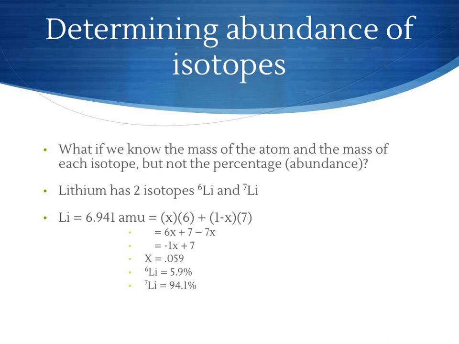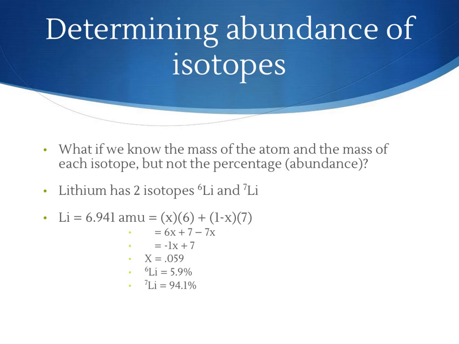All right, but what if we know the atomic mass and we want to know the percentage of each one? That's called the abundance. Lithium has 2 isotopes, lithium-6 and lithium-7. There is a basic formula. First thing you need to do is figure out what's going to be X. You can use algebra for this. You use the lighter isotope as X, and then your heavier isotope is going to be 1 minus X. So why do we use the number 1? Well, remember that we're changing our percentage to a decimal, and 100% divided by 100 equals 1.